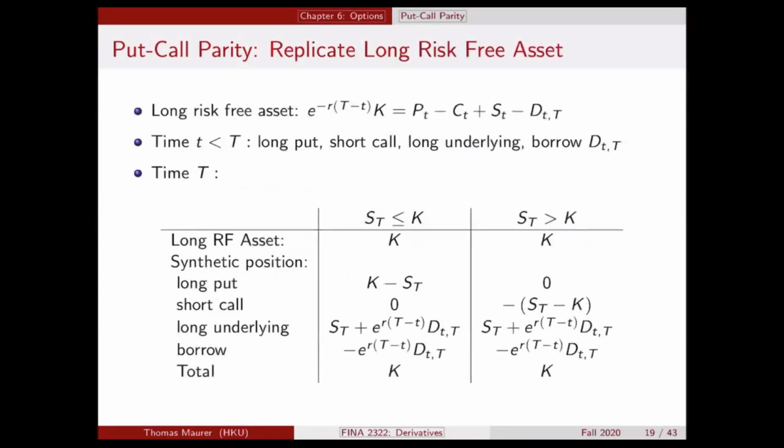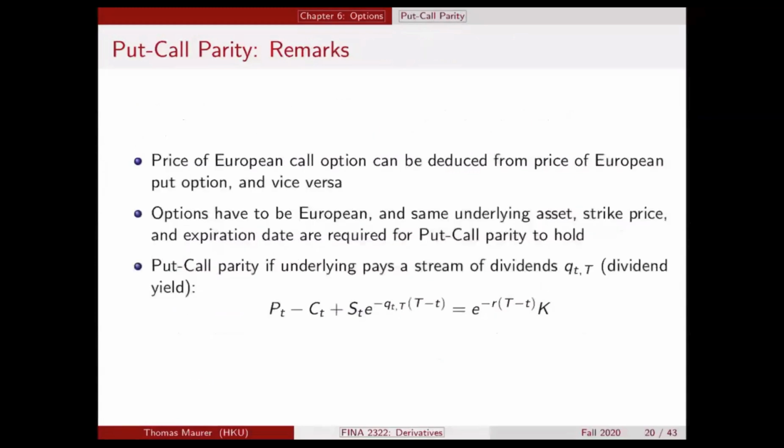In one case, we have put price minus call price plus the price of the underlying asset minus the present value of dividend. In the other case, you have put price minus call price plus the price of the underlying asset discounted by that dividend yield. And in both cases, this is then equal to the present value of K dollars, or that amount of money which you have to pay for that zero coupon bond with face value of K dollars.